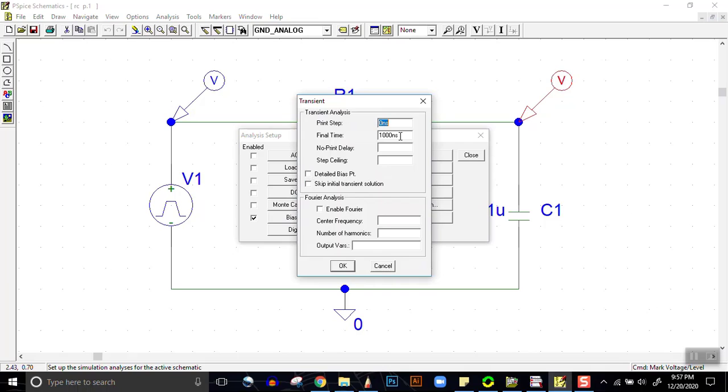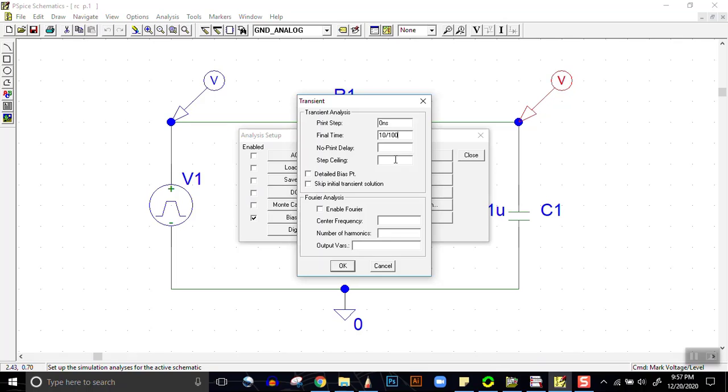In transient type simulation, print step is not important, final time is important. Final time means for how much time the simulation will continue. Now in our simulation, one cycle is 1 by 100 seconds because the period is 1 by 100. So suppose we want 10 cycles, we would put here 10 by 100, so we'll get 10 cycles. If the period was different, we would put a different value here.